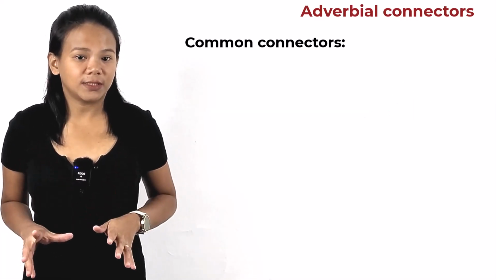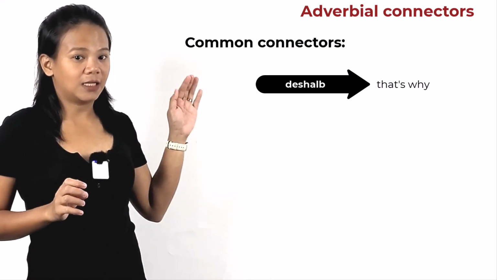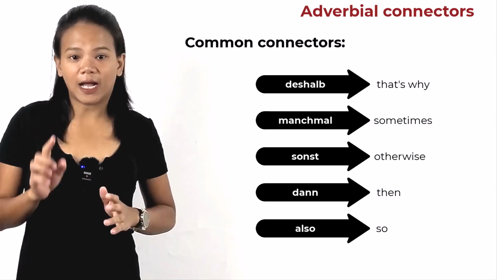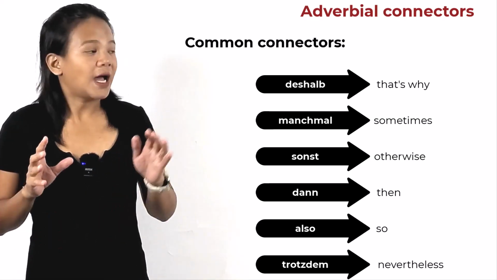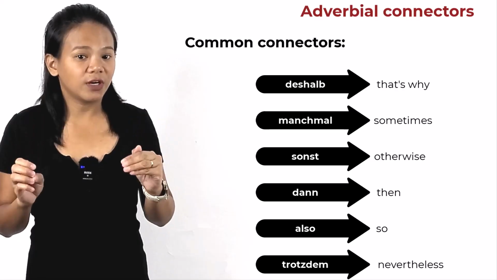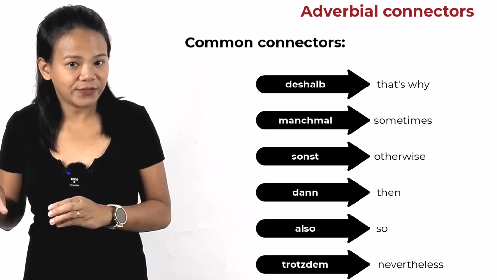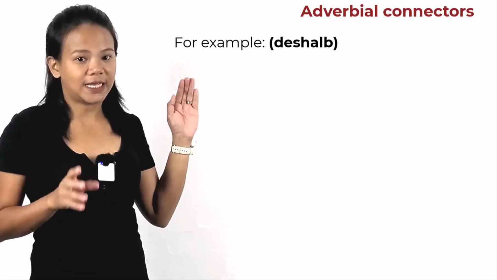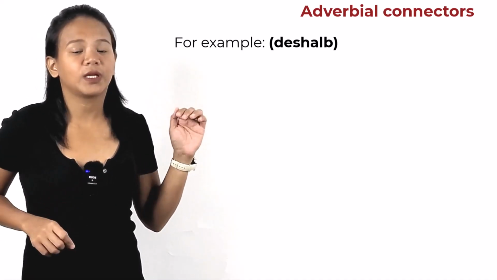The common connectors are deshalb, manchmal, sonst, dann, also, trotzdem. After these connectors, put the conjugated verb immediately after, then the subject. For example, deshalb, that's why, or therefore.